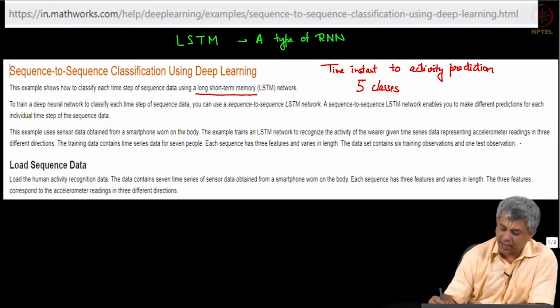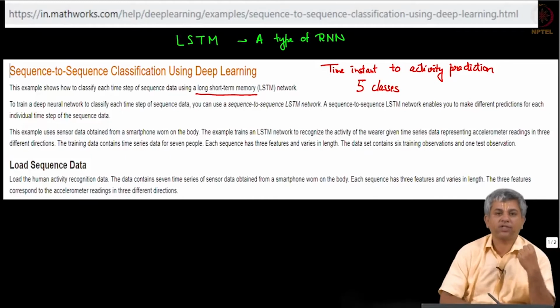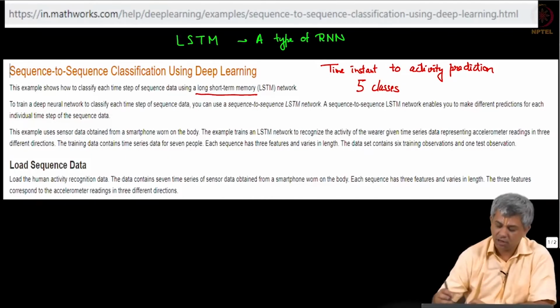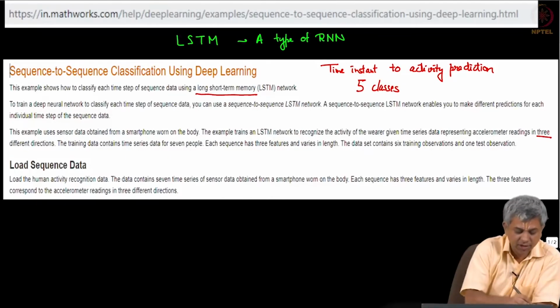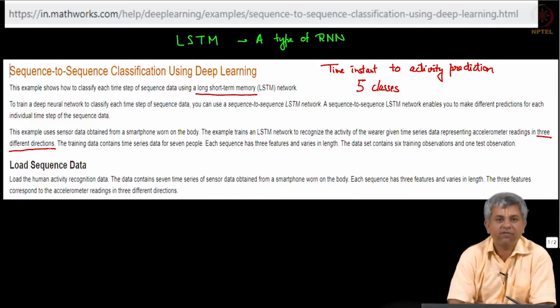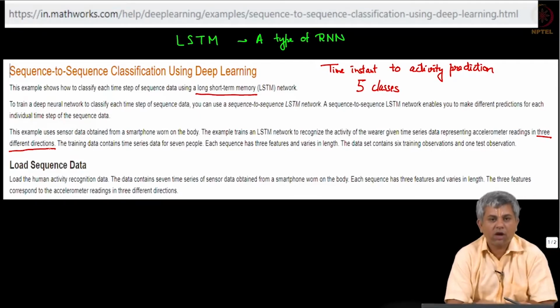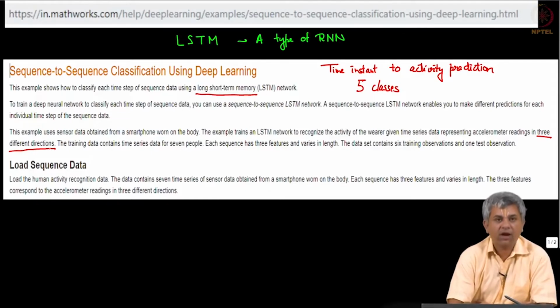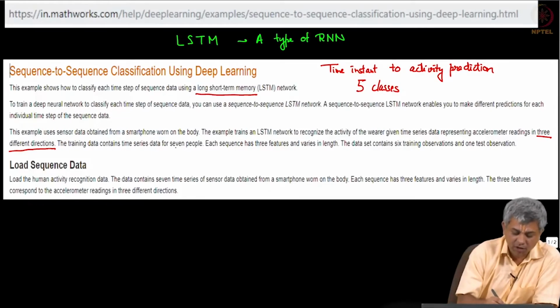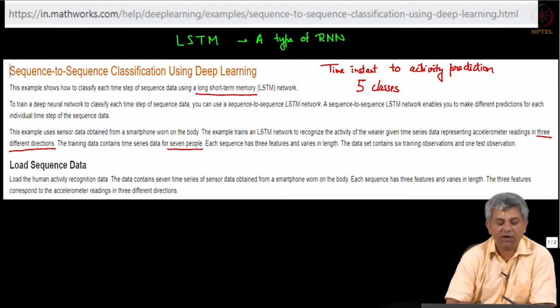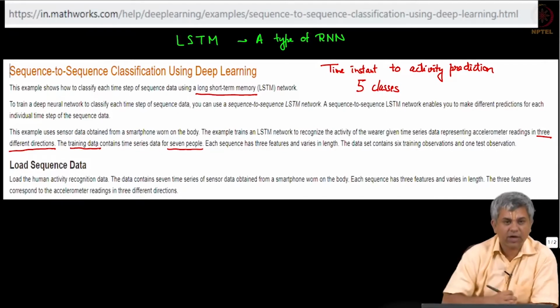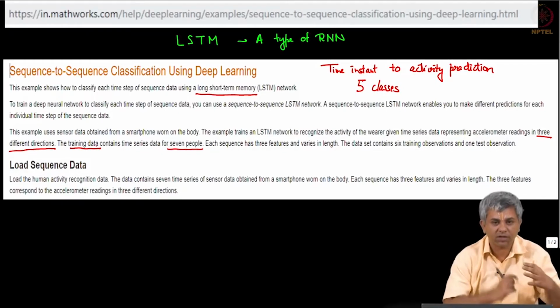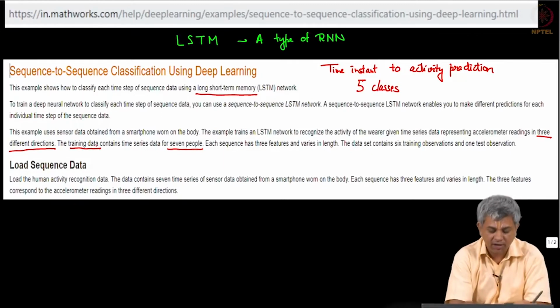The accelerometer is not measuring acceleration in only one direction, but it is actually measuring acceleration in 3 different directions. So, the sensor gives you output in 3 different directions, and you measure this data for 7 different people. This is the training data. As you can see, we are throwing up a lot of numbers. Let us disentangle them shortly.